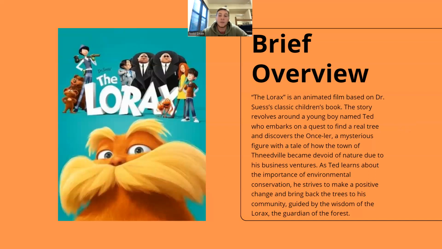The Lorax is an animated film based on Dr. Seuss's classic children's book. The story revolves around a young boy named Ted who embarks on a quest to find a real tree and discovers the Onceler, a mysterious figure with a tale of how the town of Thneedville became devoid of nature due to his business ventures. As Ted learns about the importance of environmental conservation, he strives to make a positive change and bring back the trees to his community, guided by the wisdom of the Lorax, guardian of the forest.